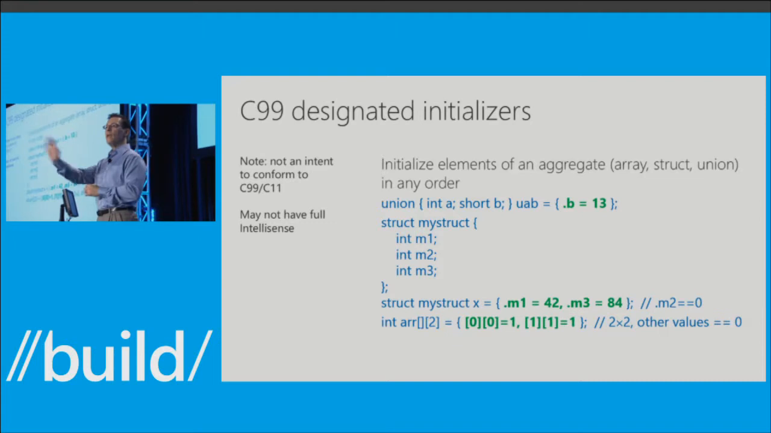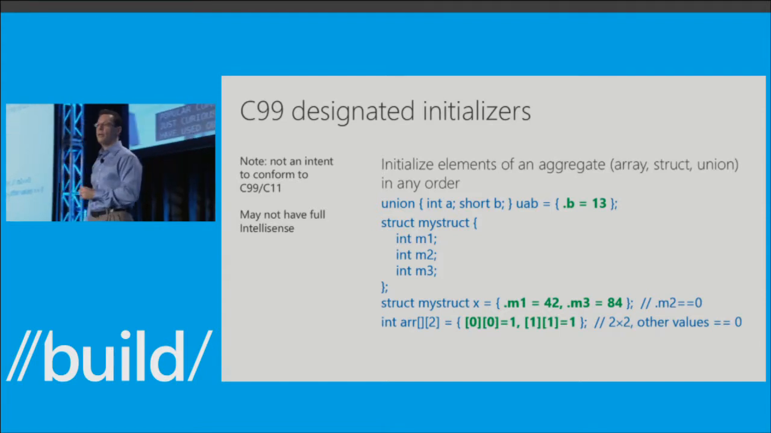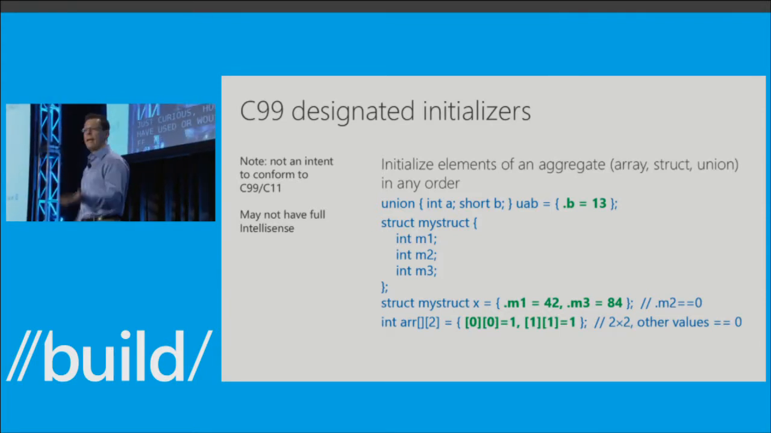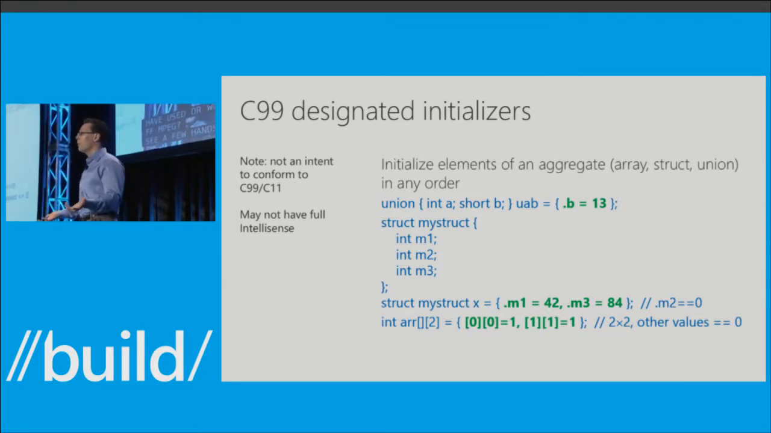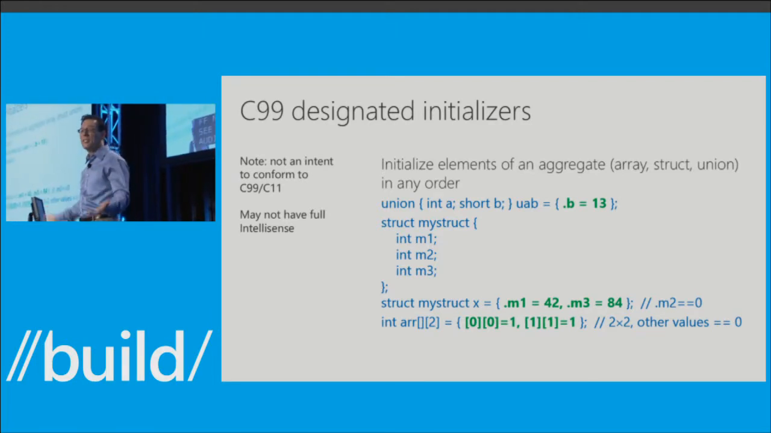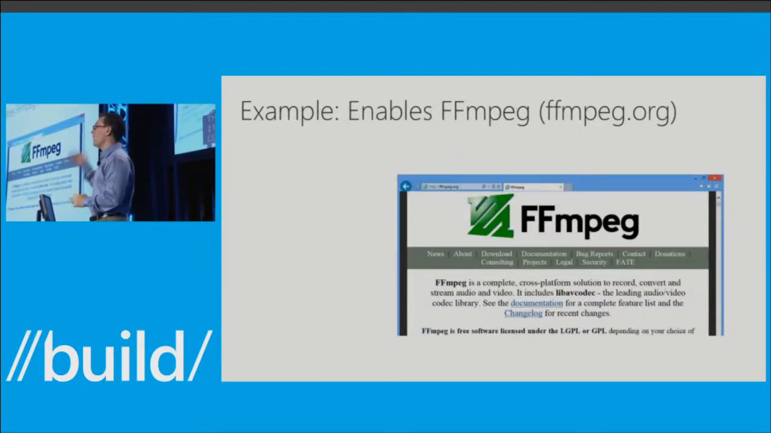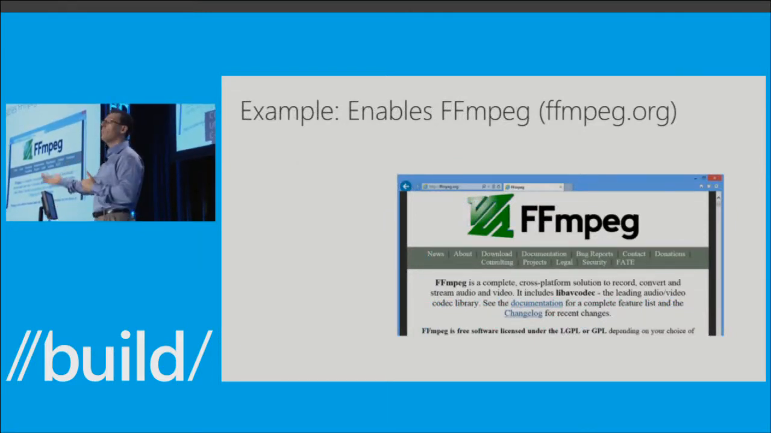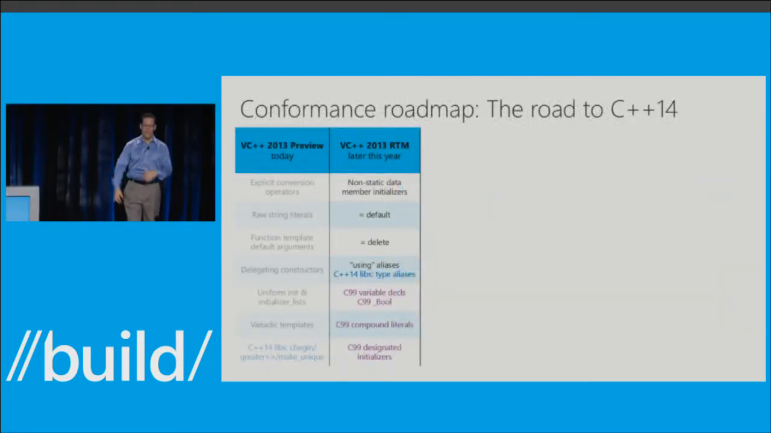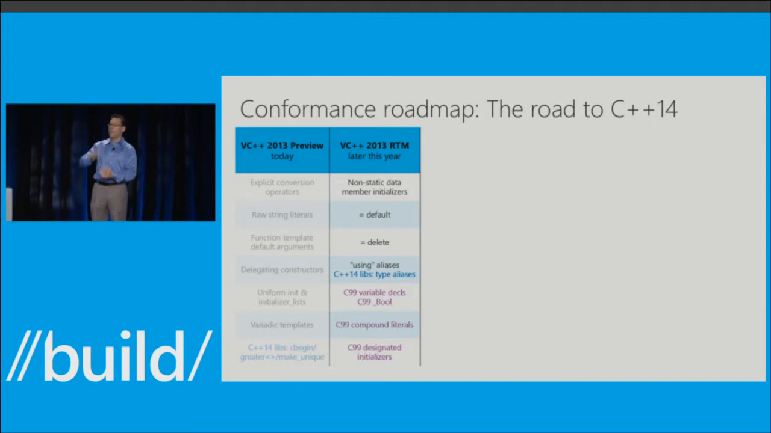Just curious, how many of you have used or would like to use FFmpeg? I'm seeing a few hands through the audience. Well, that's great. It's a nice open source community library, which unfortunately doesn't compile in Visual C++ until version 2013. So we're very glad that FFmpeg and a few other important C libraries can be unblocked by adding these features to Visual C++ 2013, and that's the conformance feature set that you can expect later this year in RTM.